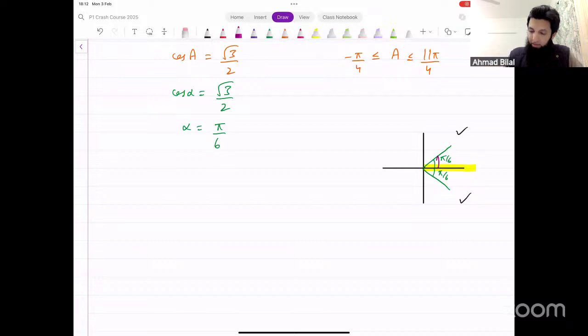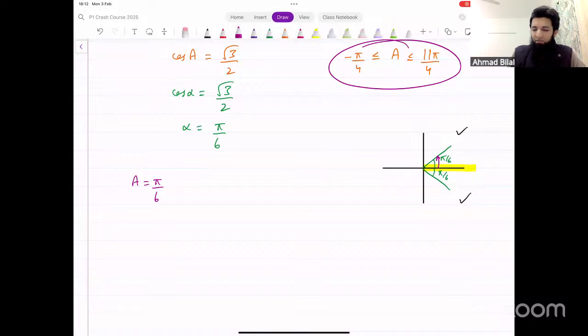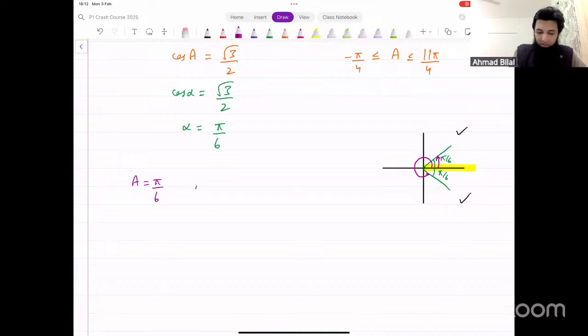This is the first angle that we get. What's this? This is pi over 6. So we say a is equal to pi over 6. That's the first angle. That clearly does fall in the interval, right? It's a very small positive value, so it is in the interval. What next? We can go further, and that makes us reach this point.